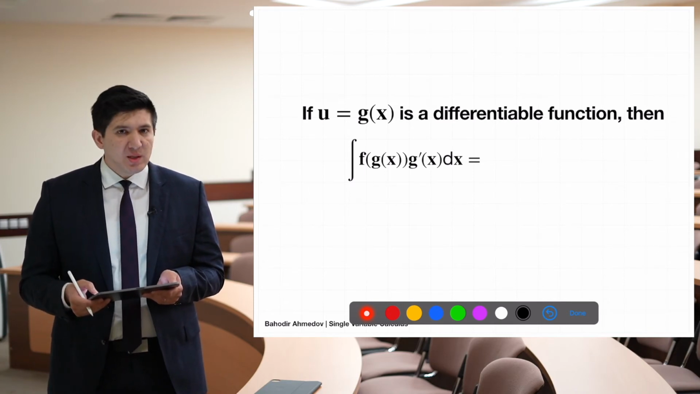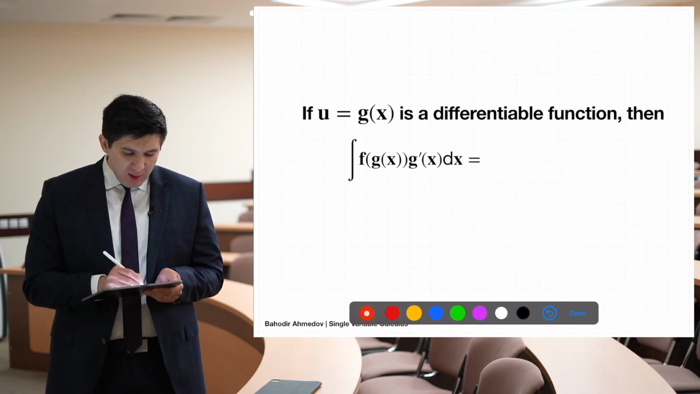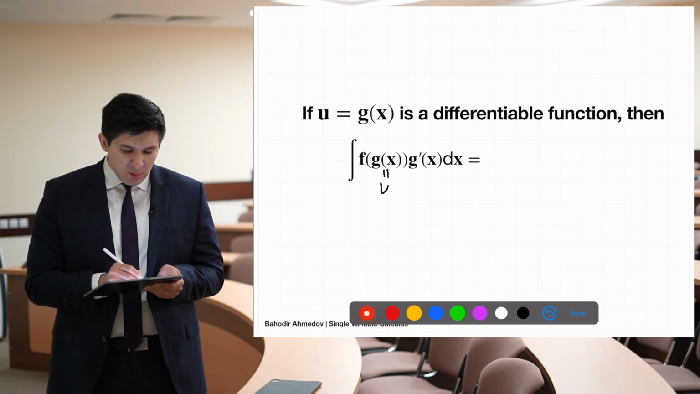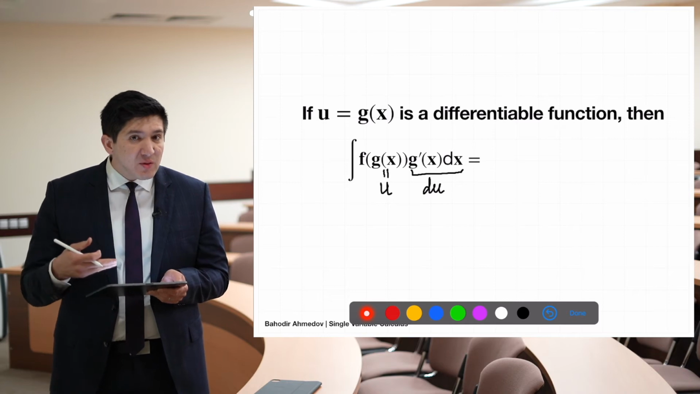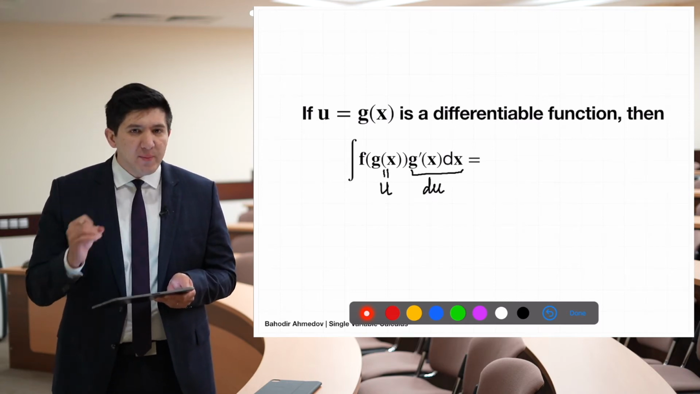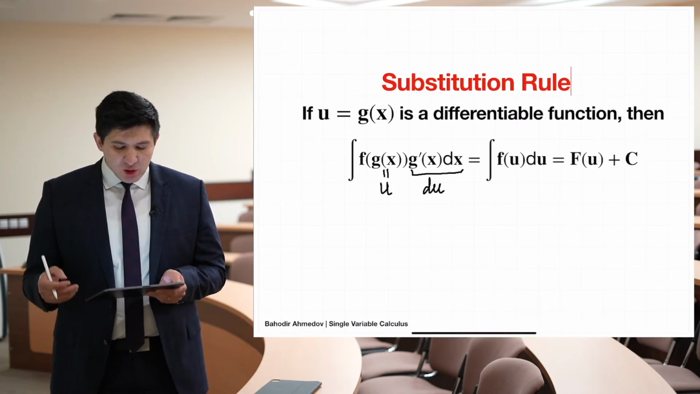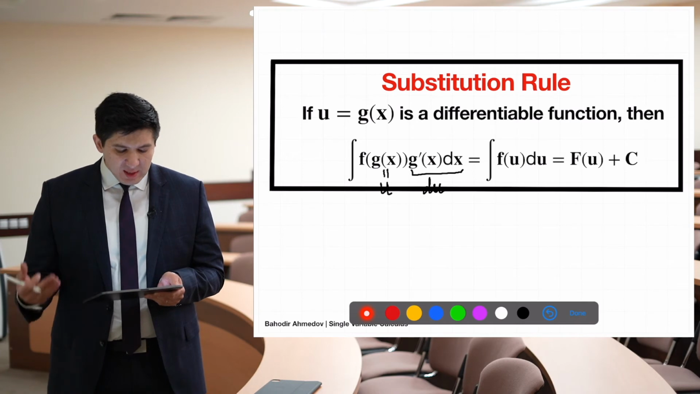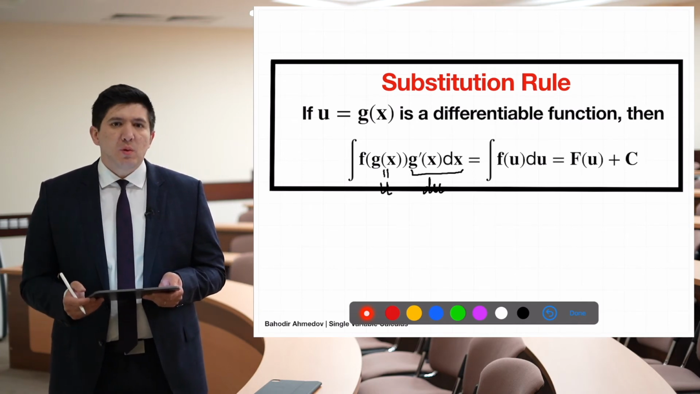So instead of writing f of g of x times g prime of x, we're going to make the substitution. We're going to substitute g with u, and the rest is going to be denoted as du, because the derivative of g of x is g prime of x times dx. Then if you make the substitution, you're going to get an easier form of the integration. This method is called the substitution rule.